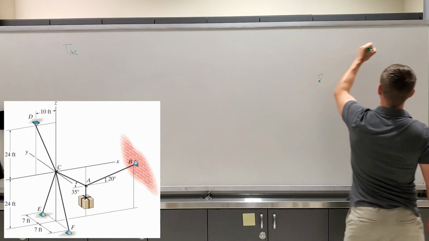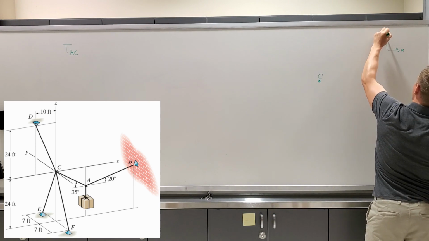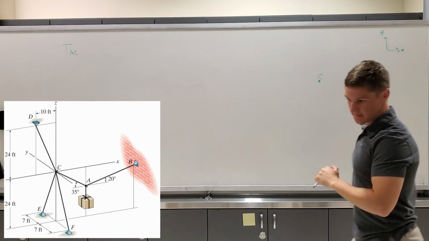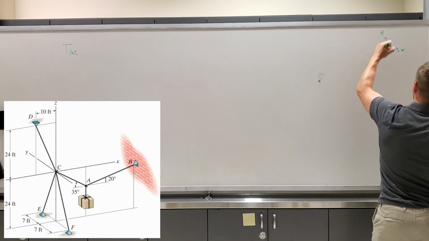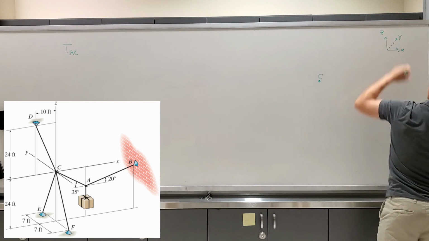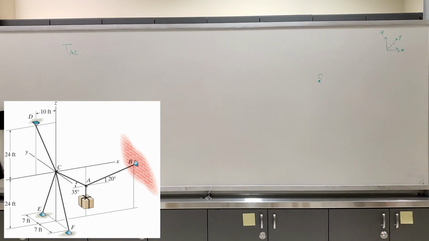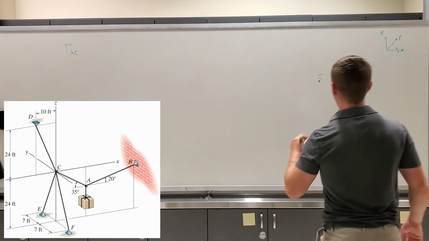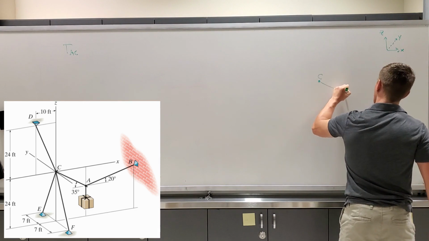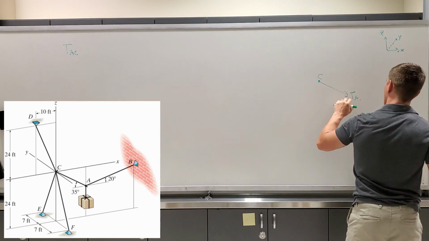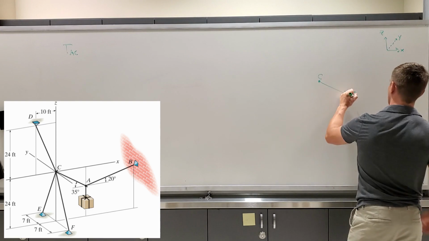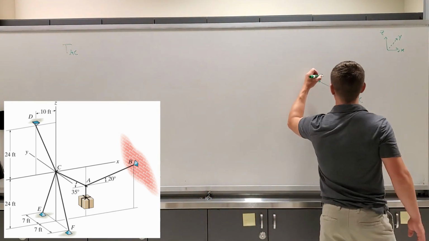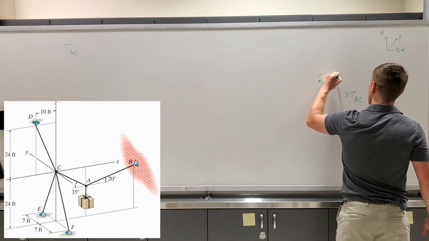That's C, and this is going to be my X plane, this is going to be my Z plane, and then my Y plane would be going back into the board. But TAC is in fact limited to the XZ plane, so we have a TAC acting downward, and the problem gave us that it is acting at 35 degrees to the horizontal.